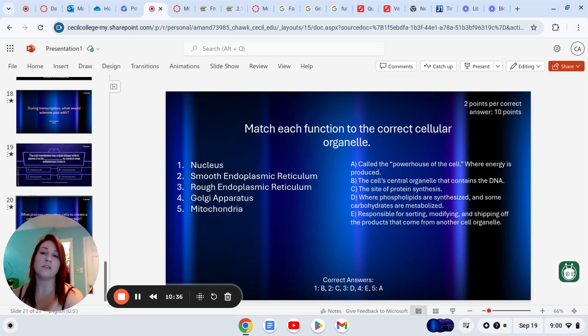So there's nucleus, smooth ER, rough ER, Golgi apparatus, and mitochondria. All the answers are mixed up on the right, and students have to say which one goes with which. So that is the end of my slideshow, the end of my game so far. Obviously, you could add more to it or take some away if you're just looking at one chapter, or if you wanted to add more chapters to the game.